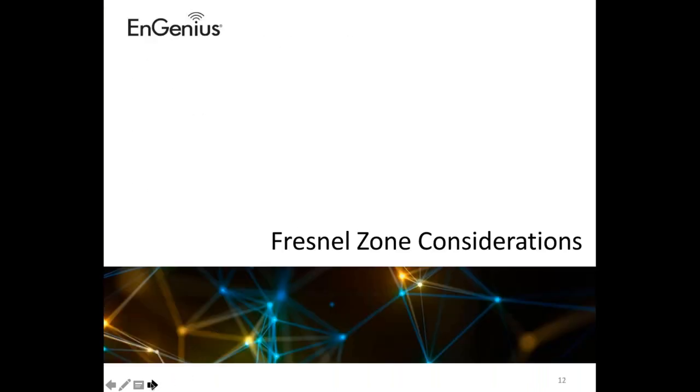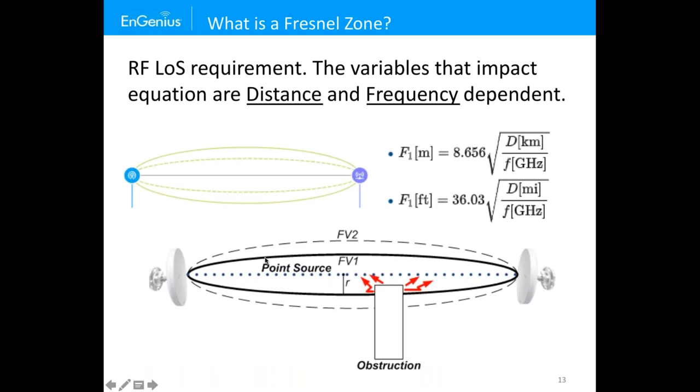So now we're going to talk about the Fresnel zone consideration. Basically, this is also known as minimum antenna height. It's actually the RF line of sight requirement. There's only 2 variables that impact this equation. The equation's on the right-hand side, and it is distance and frequency dependent. So that means this equation outcome will be dependent upon the distance or the frequency. So when I'm planning a link and I have to think about RF line of sight requirements or Fresnel zone requirements, the only two things I really have to worry about are the distance and the frequency that these two are operating on.